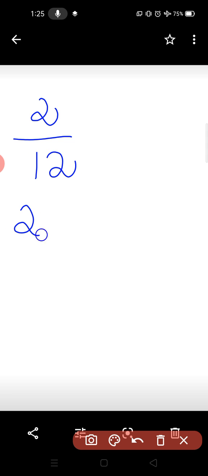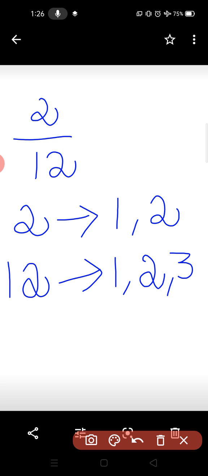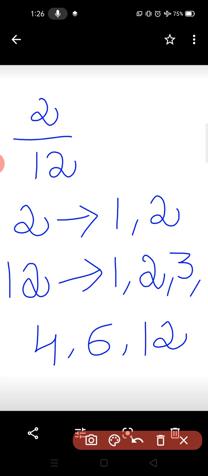Here I am taking one more example, 2 by 12. Now look at the numerator 2. What are the factors for 2? We have factors 1 and 2 for the numerator. Now what is the denominator? The denominator is 12. So we have the factors 1, 2, 3, 4, 6 and 12. These are the factors for the given denominator 12.